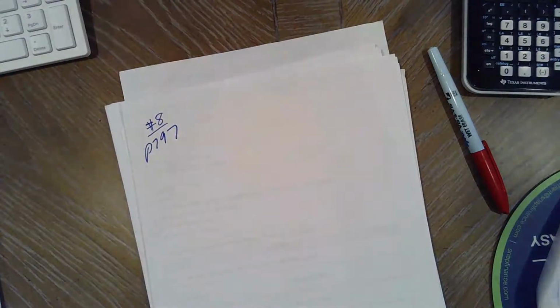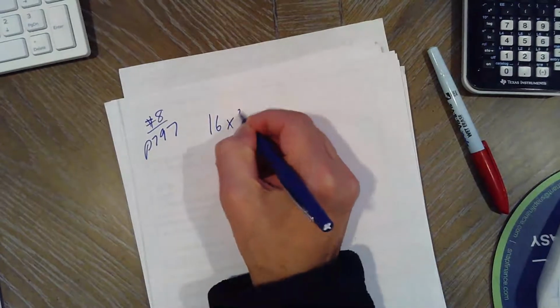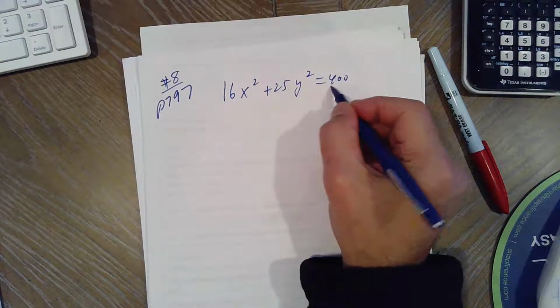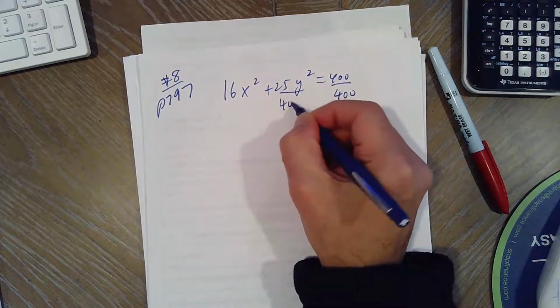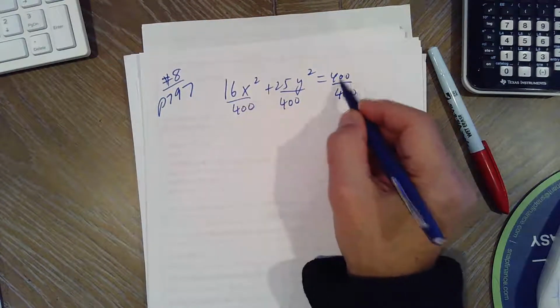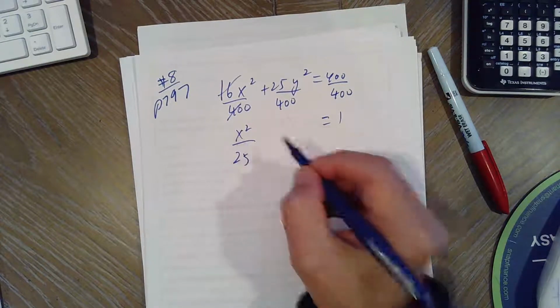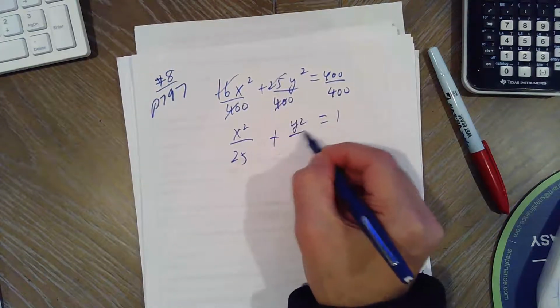Number 8, page 797. It says match the equation with the graphs labeled 1 through 4. Give reasons for your answer. So for number 8, you have 16x squared plus 25y squared is 400. So before we do anything, we want to write it in standard form by dividing by 400 to make it 1. 16 goes into 400 25 times. 25 goes into 400 16 times.